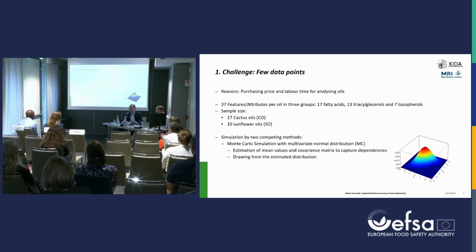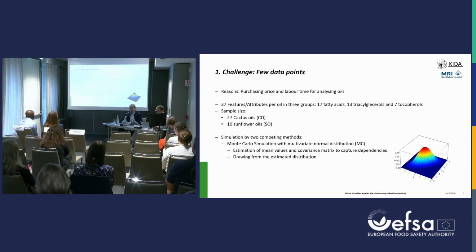First is the Monte Carlo simulation with multivariate normal distribution. The idea is that we estimate the mean values of the cactus oil, so the features, and also the covariance between the features, and then we draw out of this distribution. At the right, you see an example of a normal distribution. That's a bivariate normal distribution, so you get some impression how it could look like for two features.